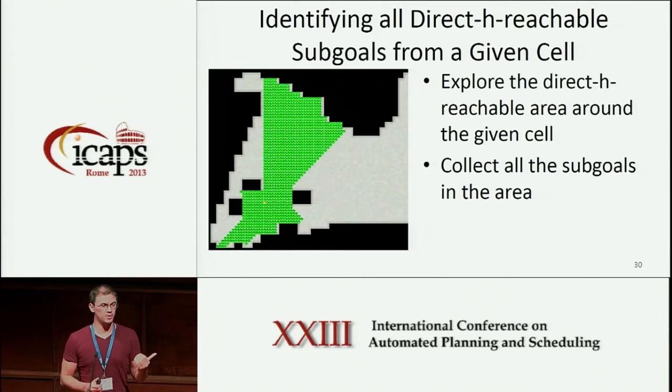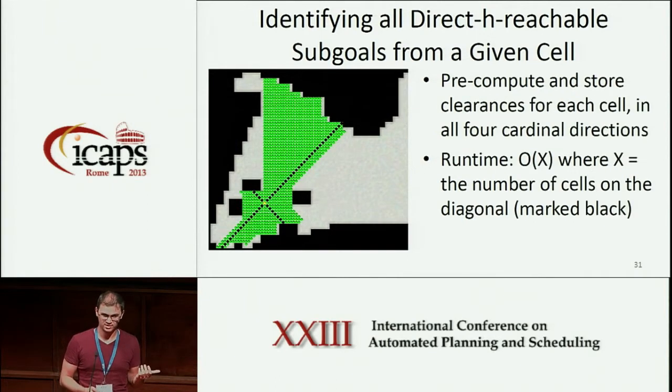So I also want to mention something about identifying all the direct H-reachable subgoals from a given cell. This is a problem we encounter both in construction of the graph and during runtime, when we're connecting start and goal. We want this to be very fast, and the way we do it is we basically explore the direct H-reachable area around the given cell and collect all the subgoals in that area.